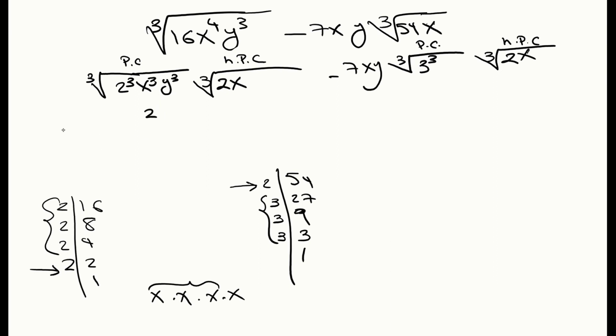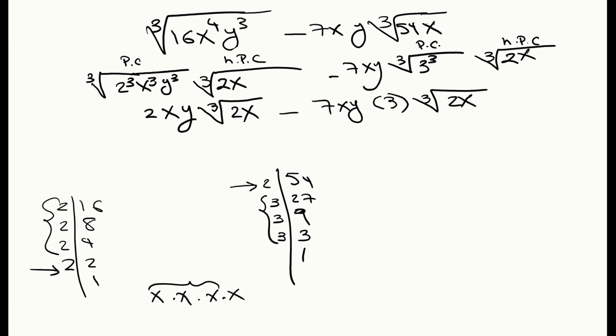So we get 2xy times the cube root of 2x minus 7xy times 3 times the cube root of 2x. And of course, the first part we can't do anything with, we'll just rewrite it. It's 2xy, the cube root of 2x. Here we can go ahead and multiply the 7 and 3 to get minus 21xy times the cube root of 2x.